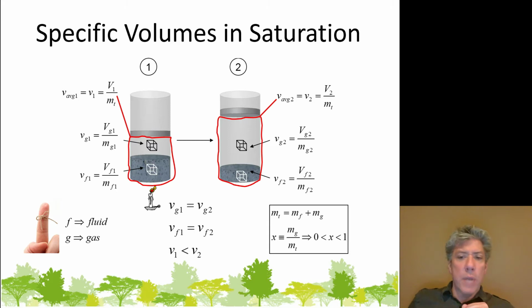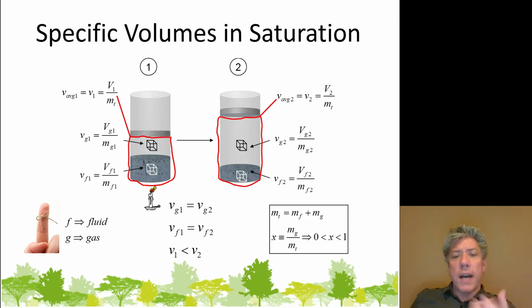But back to keeping track, we have to somehow know how much of each. Remember, one of the big things that engineers do is simply quantify things. We count them, right? And that's one of the big strengths we have. Now, the total mass in either one of these systems is the mass of the liquid plus the mass of the vapor. So we can write that as an equation: M sub T equals Mf plus Mg.